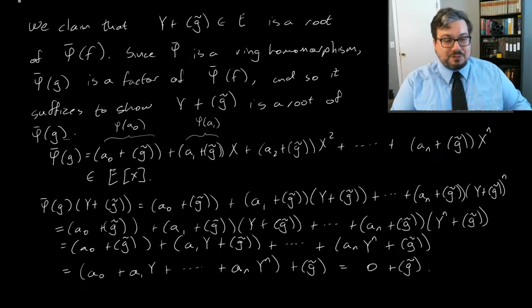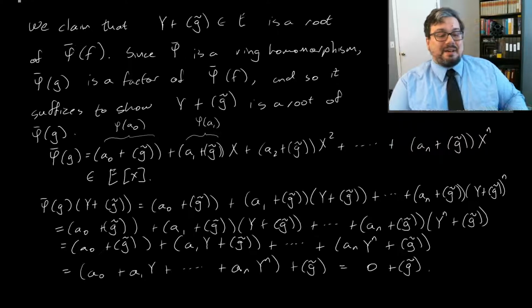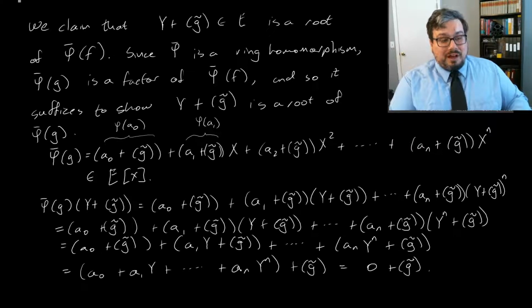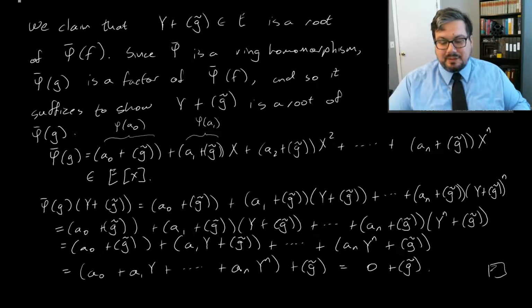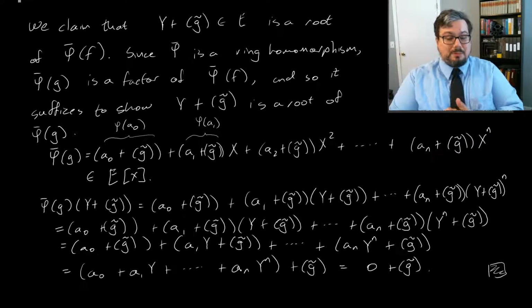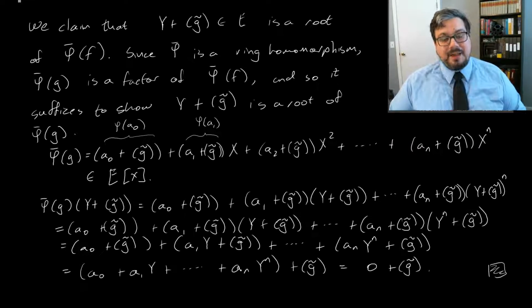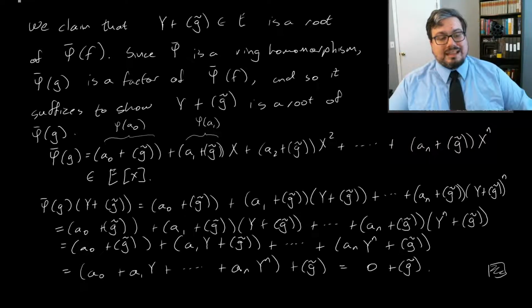Now, because phi bar of G is a factor of phi bar of F, that means that y plus G tilde is a root of phi bar of F. So we have finished the problem and shown that we can construct this extension field of F where the image of F under the field extension has a root.